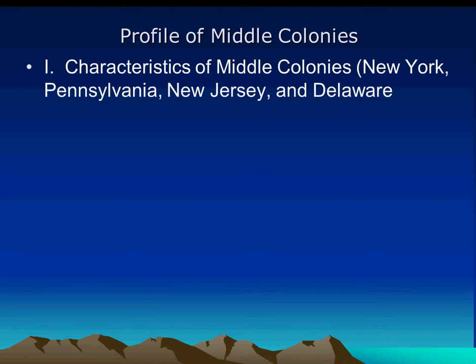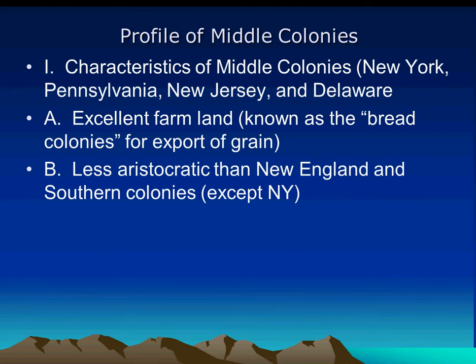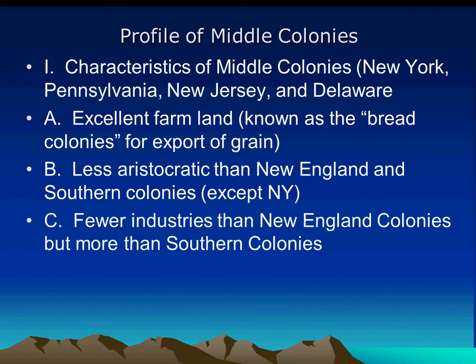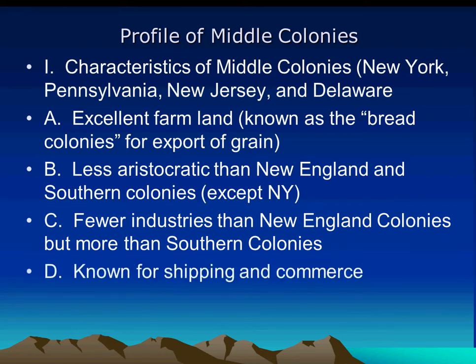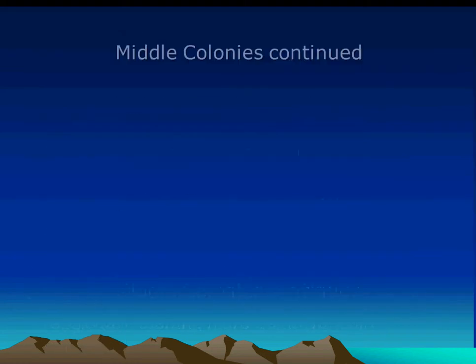Characteristics of the Middle Colonies: basically farming, considered the breadbasket colonies because a lot of grain was shipped from this area. Less aristocratic than New England and Southern colonies, except New York. Fewer industries than New England colonies, but more than the Southern colonies. Known for shipping and commerce, and the population was certainly mixed. A lot of different people from a lot of different countries there. Considered more religious tolerance there, more democratic, at least in other parts other than New York. And we'll see how that works out.